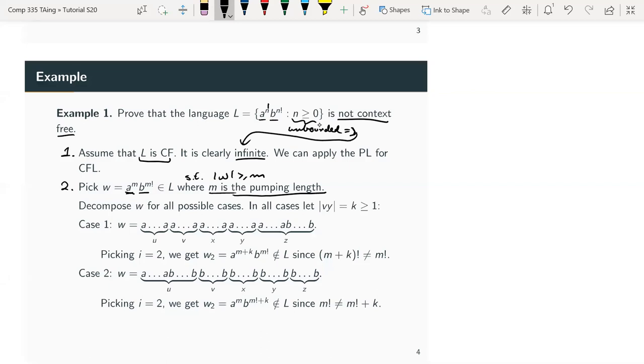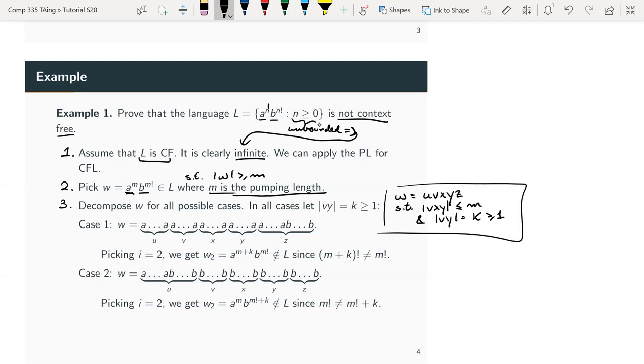Okay, so remember for step three, you need to decompose w into u, v, x, y, z, such that the length of vxy is at most m, and the length of vy, which for the rest of this problem we're going to denote as k, is at least one. So we want all of the possible decompositions where these kinds of parameters hold. So what are those possible decompositions?